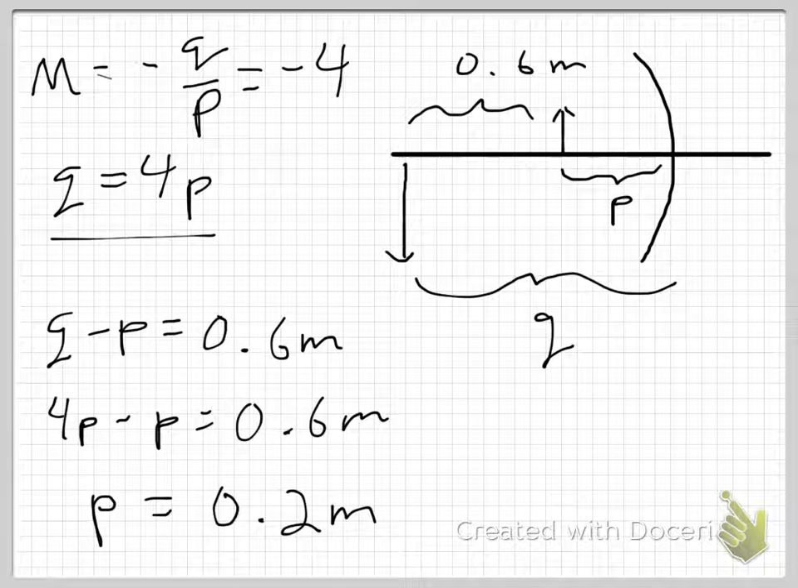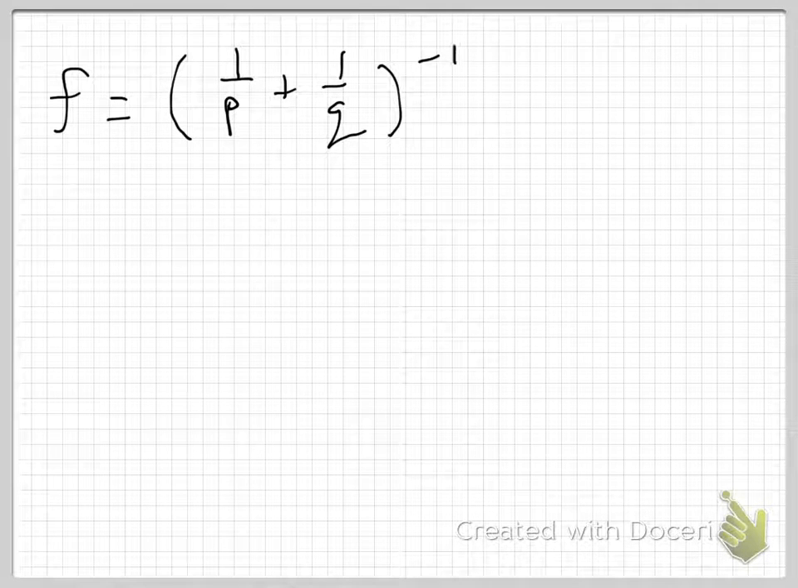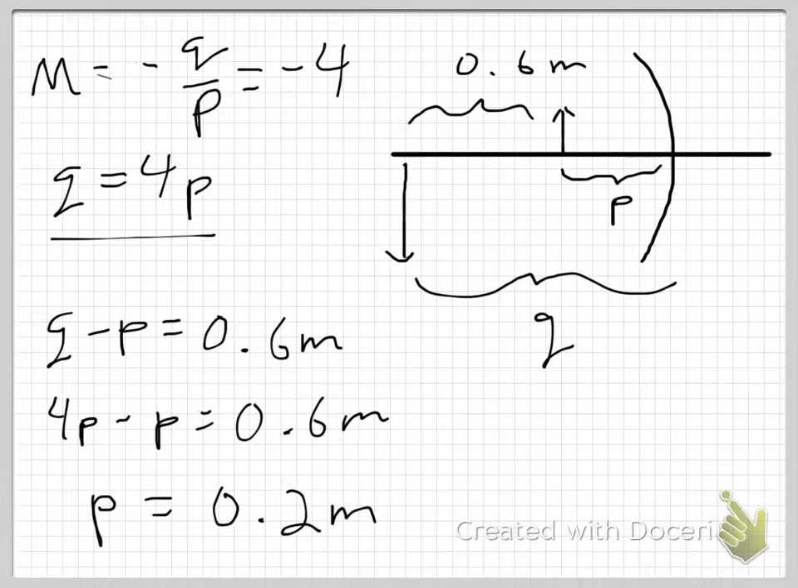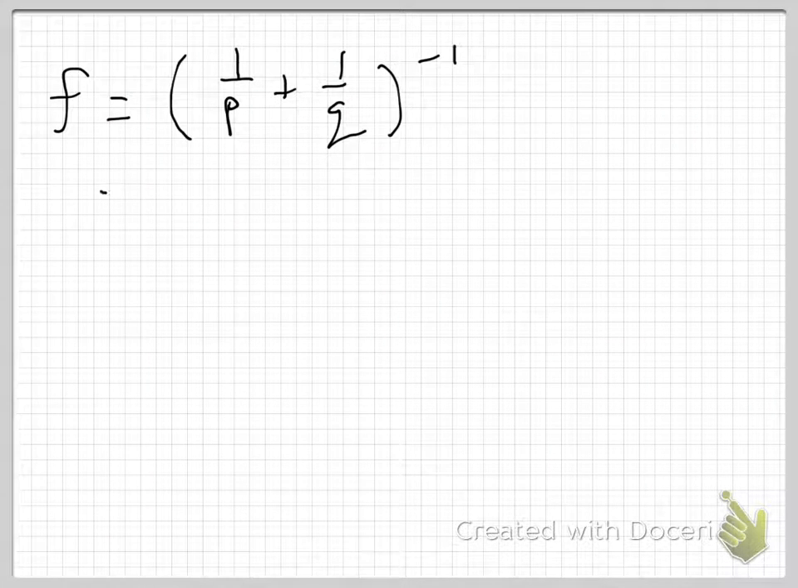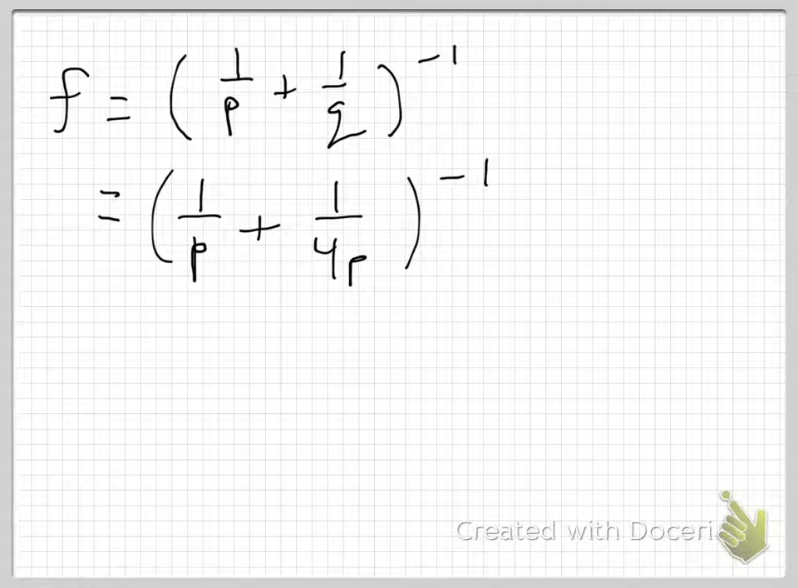Okay, so I still don't have the answer to the problem. I'm looking for the focal length of this mirror. So now what I can do is use the mirror equation. I go to a new sheet. I know that the focal length of a mirror is equal to 1 over P plus 1 over Q, inverse. Now I can again substitute in my value for Q. Recall, I solved for Q as Q is equal to 4P. So now I can form that here: 1 over P plus 1 over 4P. And again, I'm going to have to take the inverse.